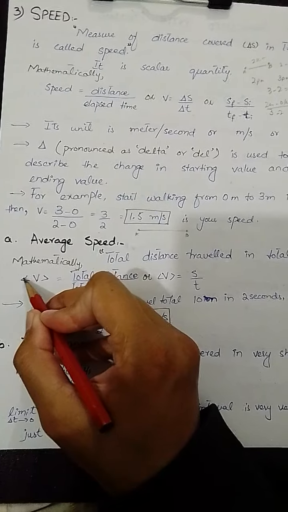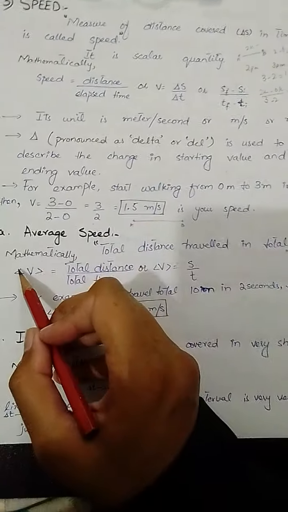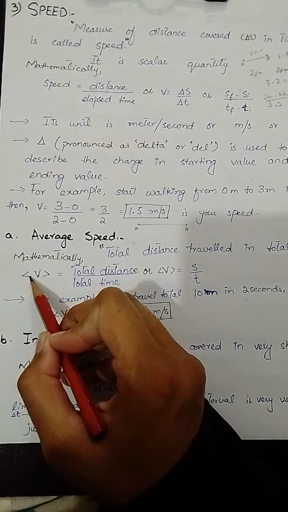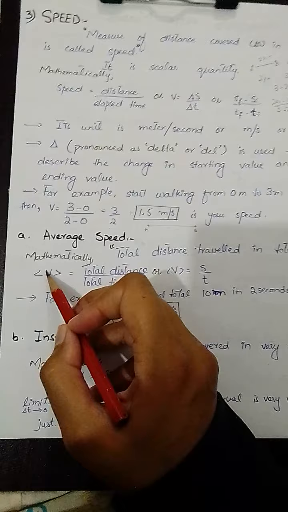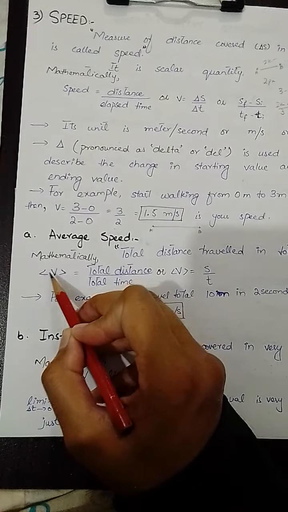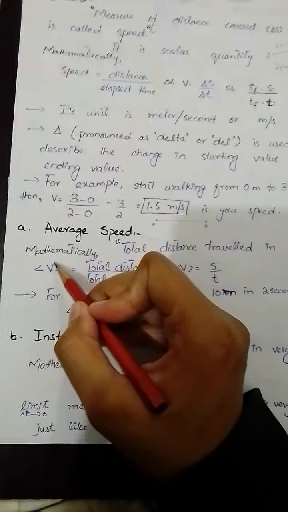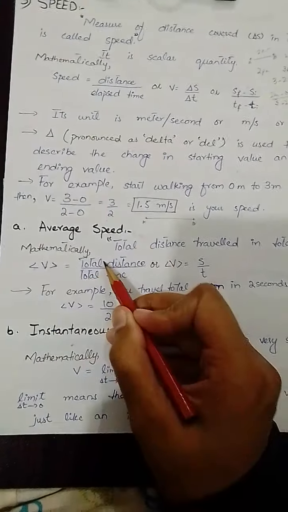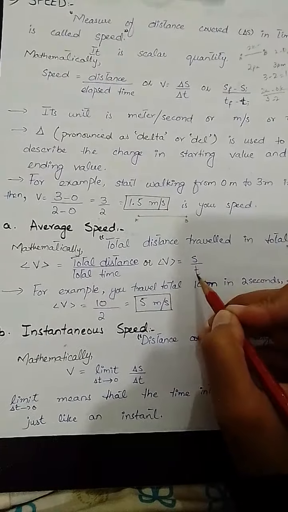Remember that these kinds of brackets are used to describe average values. जब भी हम किसी भी quantity की average value find करेंगे, उनको इस type की brackets पे लिखेंगे, right? In this case V average is called V, और इन दोनों brackets को हम read करते हैं as average. So V average equals total distance divided by total time, or V average is equal to S by T.